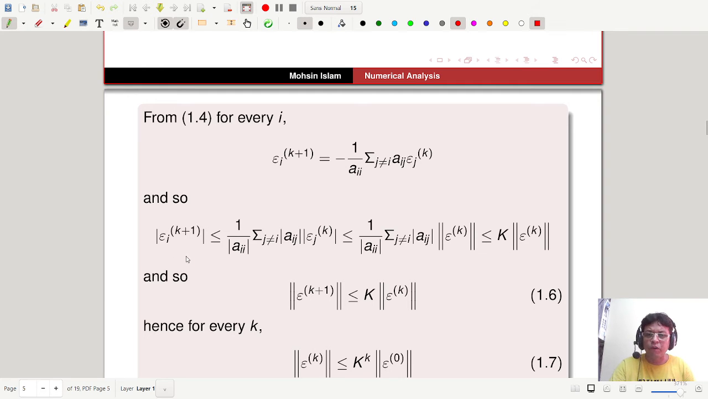And so if you take modulus, that is less than or equal to 1 by mod a_ii summation over j not equal to i of modulus a_ij epsilon_j^(k), and that is less than or equal to the norm of epsilon k. The rest of the things are the same, but you have a norm concept. You know that the norm of an n-vector x_i is denoted by norm x. This is equal to the maximum over i of mod x_i.